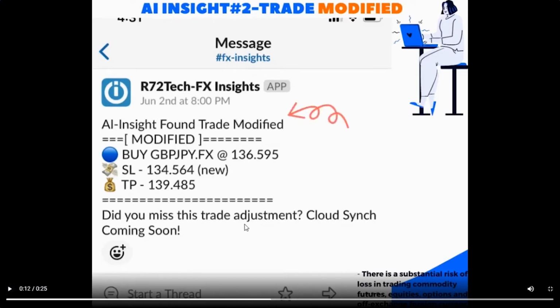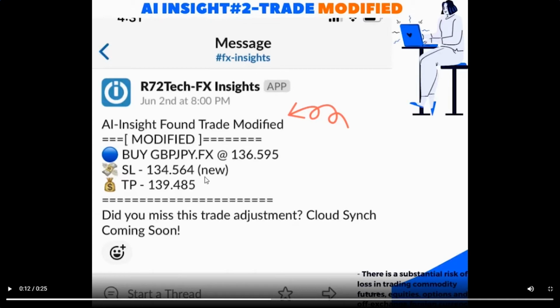Okay, so this is the second type of AI insight that you can receive. It says it up on top, AI insight, trade modified. It says right here, AI insight found, trade modified. It says it in big letters, modified. Now, you're probably going to ask, what is being modified? And that is a very good question. And it says right here, new. So the stop loss was modified. The previous stop loss has now been replaced with this new stop loss.